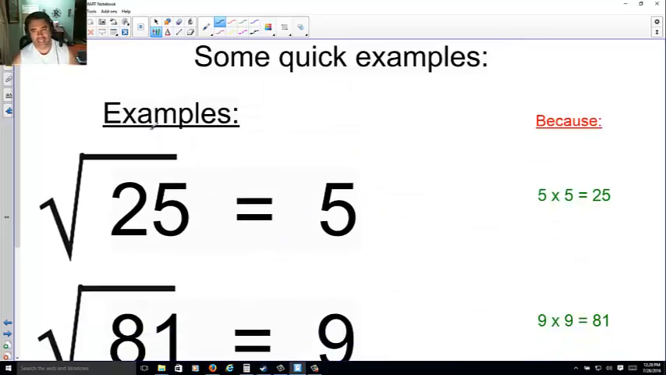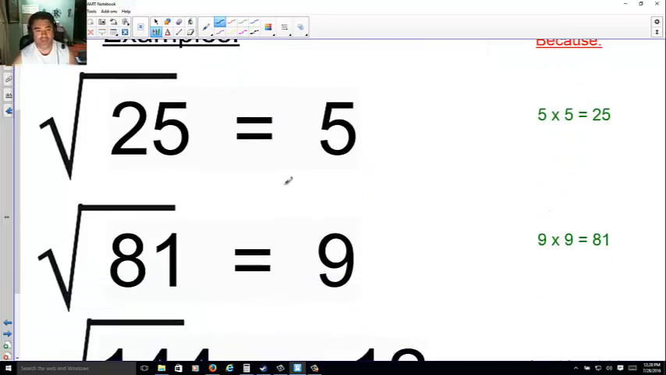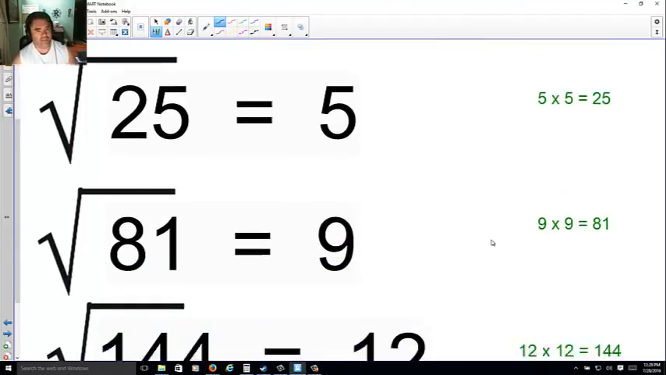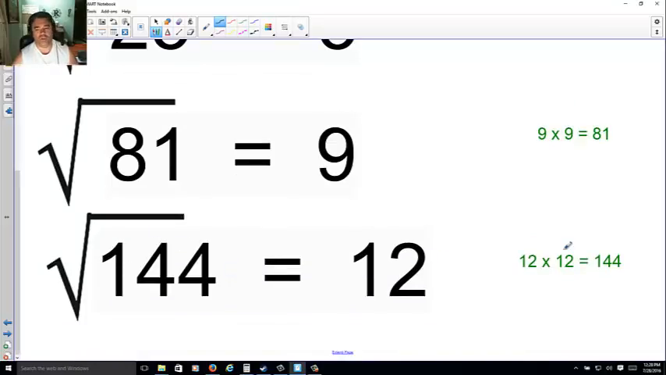So, examples. The square root of 25 is 5 because 5 times 5 made 25. And the square root of 81 is 9 because 9 times 9 makes 81. I think you see a theme here. And the root of 144 is 12 because 12 times 12 is 144.